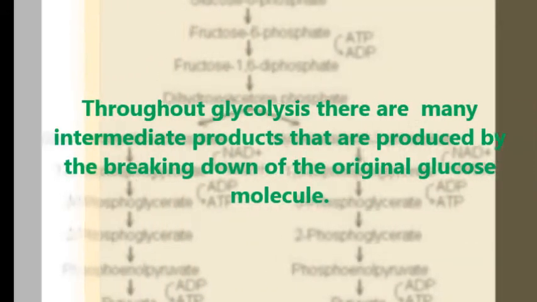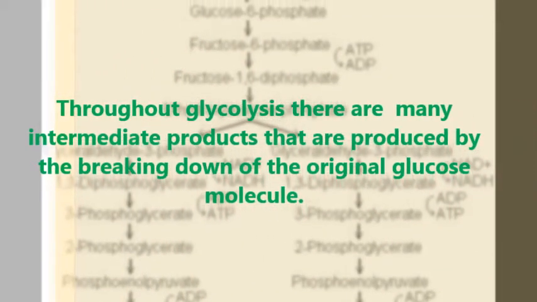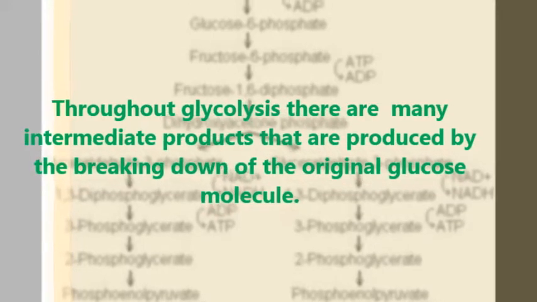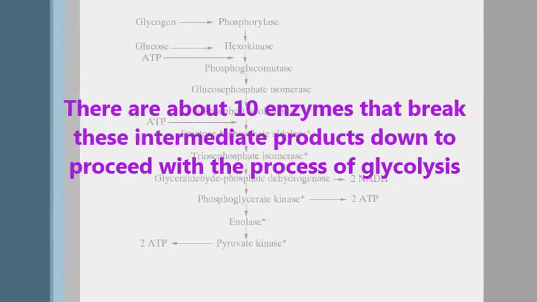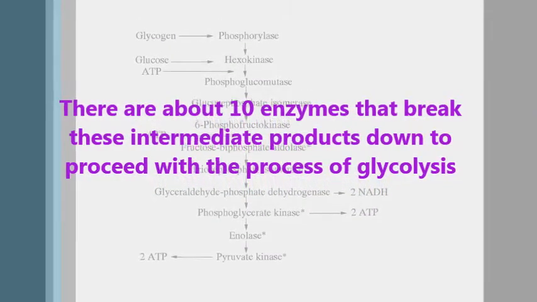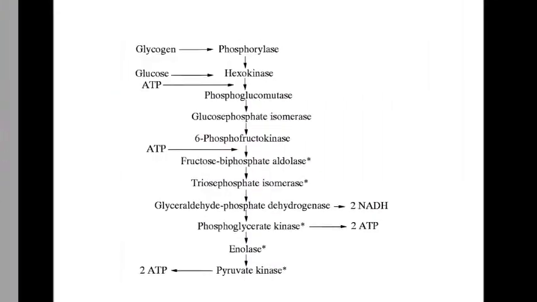Throughout glycolysis, there are many intermediate products that are produced by the breaking down of the original glucose molecule. There are about 10 enzymes that break down these intermediate products to proceed with the process of glycolysis.